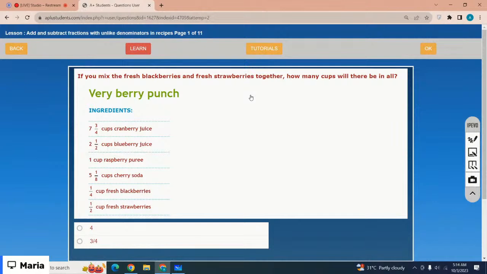If you mix fresh blackberries and fresh strawberries together, how many cups will there be in all? So you have to add fresh blackberry and fresh strawberry. Fresh blackberries are 1 by 4 and fresh strawberries are 1 by 2. So you have to add 1 by 4 and 1 by 2. So which is the correct option?